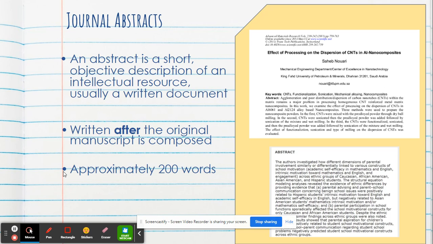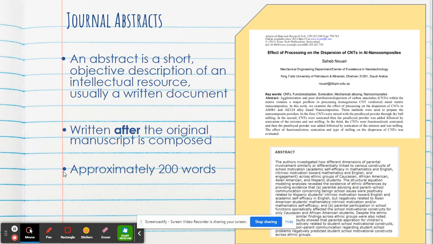Generally speaking, these will not go beyond 200 words. And in fact, many publications limit you to less than 200 words when publishing an abstract. When writing an abstract, it is important to keep in mind the purposes of an abstract. One main purpose is to provide a reader with useful information about a document.